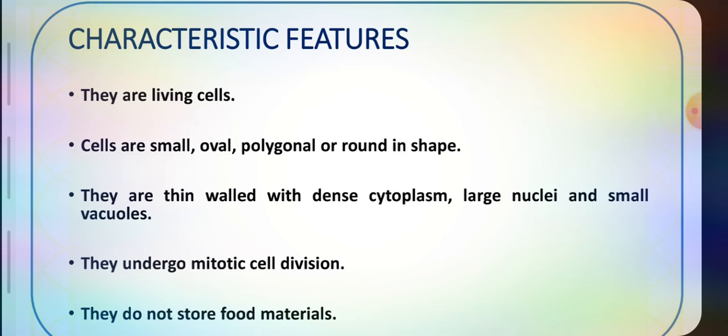Amitosis, mitosis, and meiosis. Here in meristems, these cells divide mitotically. What is mitotically? That single cell will divide and produce 2 daughter cells, and those 2 daughter cells will have an equal number of chromosomes, just like the mother cell.